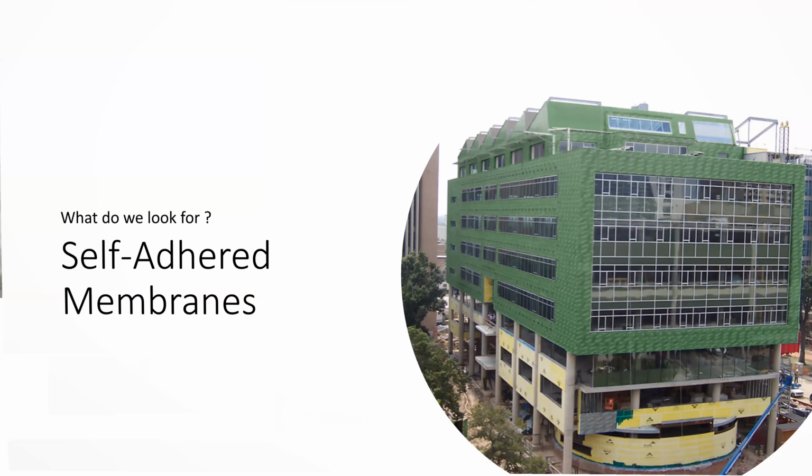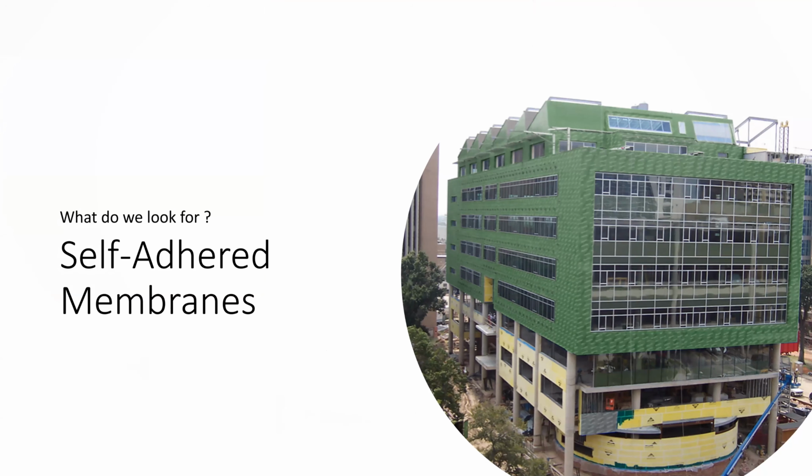So now let's get into some of the materials. So we've kind of dealt with the general stuff, right? Substrate, ambient temperatures, substrate temperatures, all that sort of stuff. Now let's get into the meat and potatoes of what do we look for when we're looking at these different materials. So we're going to start with self-adhered membrane.